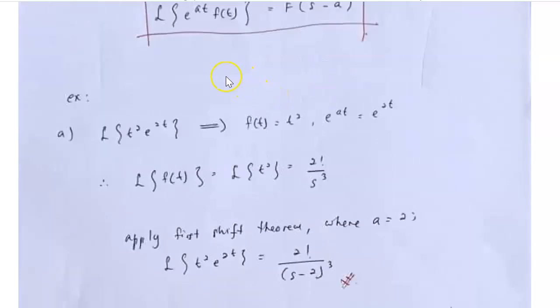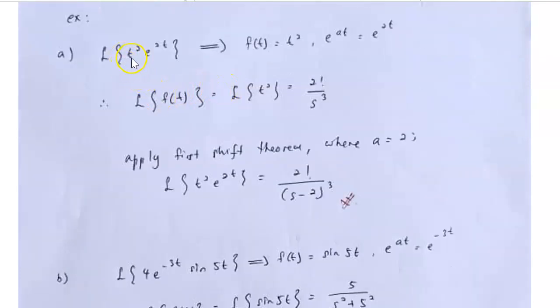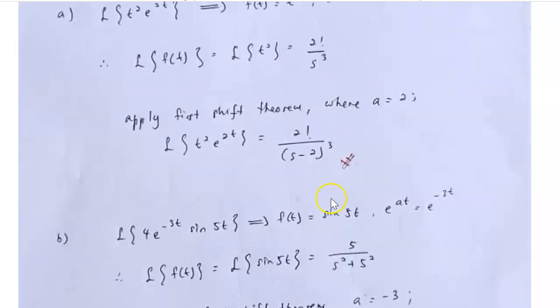Okay, so let's look at an example. For example, Laplace of t squared e to the power of 2t. Here we see f(t) is t squared, and e to the power of at is e to the power of 2t, so a is 2. So find Laplace of f(t): Laplace of t squared is 2 factorial over s to the power of 3. Then you apply the first shift theorem, where a equals 2. Then Laplace of t squared e to the power of 2t will be 2 factorial over (s minus 2) to the power of 3, where s is replaced with s minus a. That is using the first shift theorem.